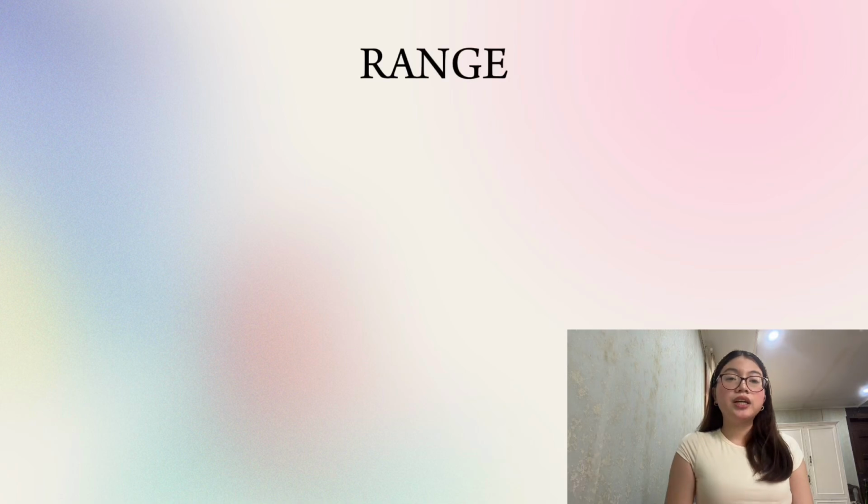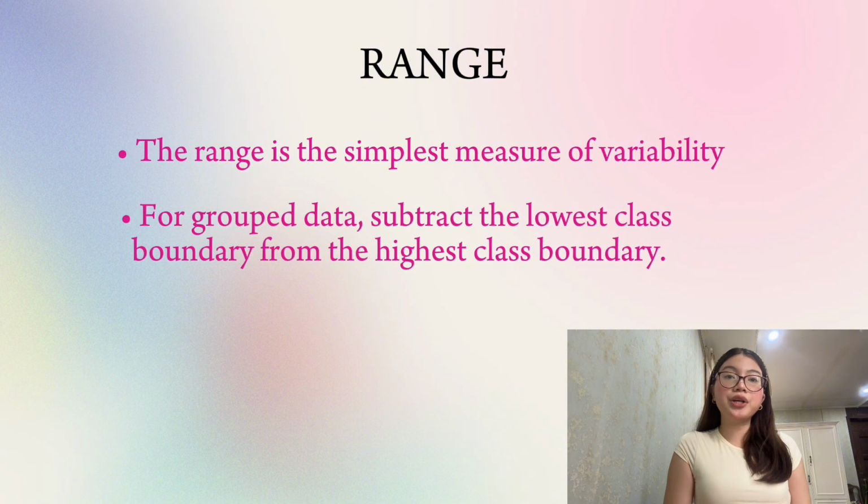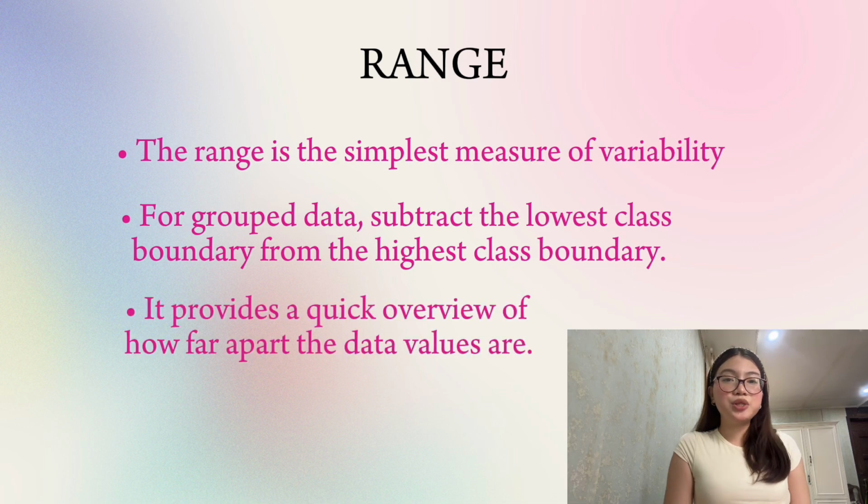Key measures of variability for group data. Let's start with the range. The range is one of the simplest ways to measure variability. For group data, you calculate it by subtracting the lowest class boundary from the highest class boundary. It gives you a quick idea of how far apart the data values are overall.